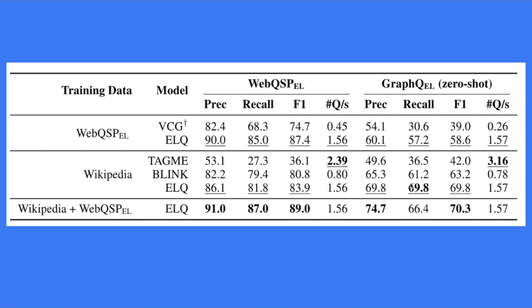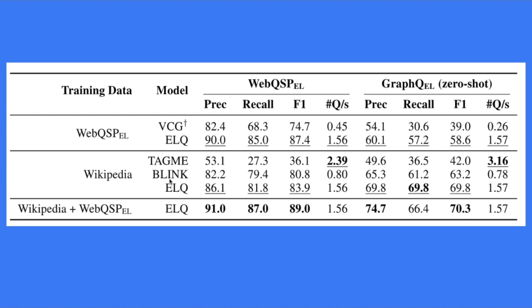Okay, so let's also look at what happens if we evaluate the models trained on the WebQSP or trained on the Wikipedia data on the GraphQ dataset. And the VCG has a very poor F1 score, 39%, and the proposed model has a better generalizability. It's almost 20% F1 score higher than that. That's pretty cool. And if you compare to Blink, it's also much stronger, outperforming Blink by 6%.